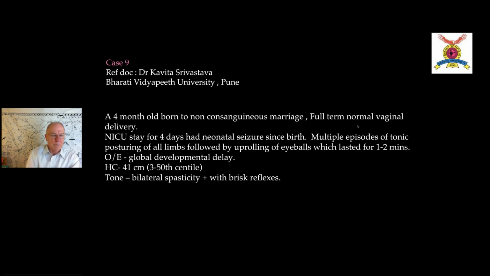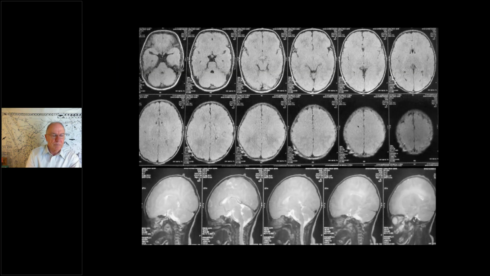Head circumference was within the 3rd to 50th centile. On tone, there was spasticity with brisk reflexes, and he had opisthotonic posturing and roving eye movements also. So since he had seizures, we did an EEG, which showed multifocal epileptiform discharges more in the left temporal region. So after that, we went for an MRI. So the MRI was done, and the quality of the image is not great, but this MRI was done at what age, Sahil?